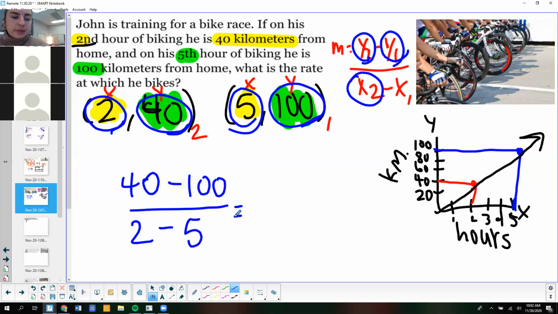And once you get it, go ahead and type in the chat. So all you're doing is you're doing this top part. So the change in y, so 40 minus 100, you're going to write that on the top, and divided by the change in x, so 2 minus 5. And then you're going to simplify. So once you get that, go ahead and type it in the chat.